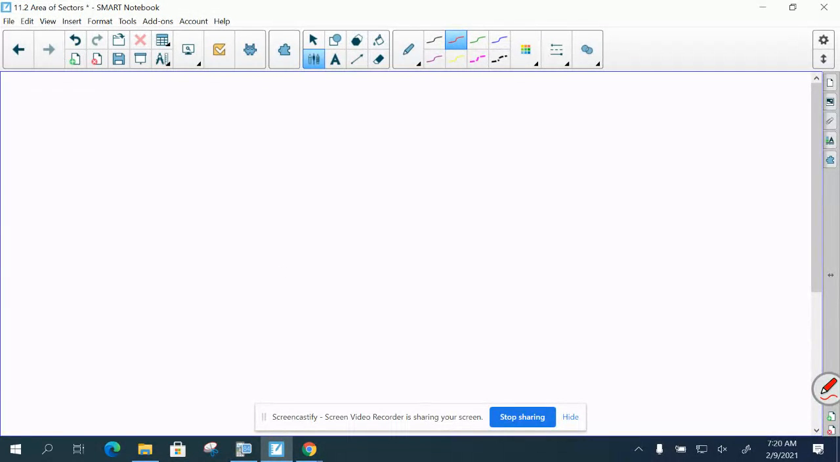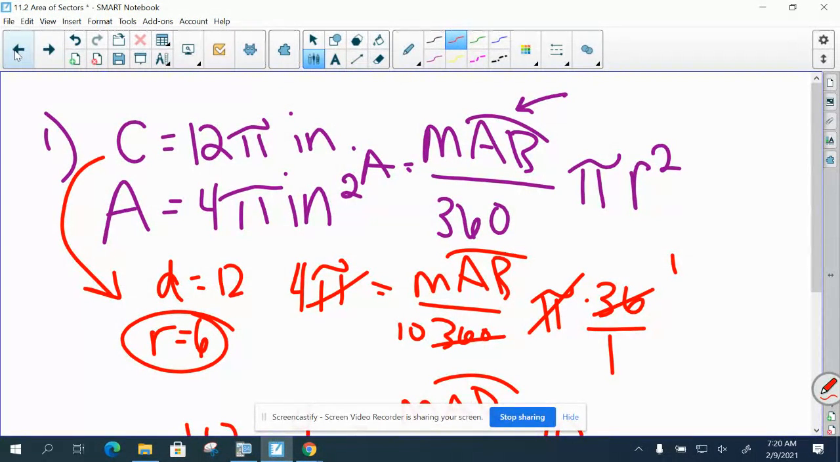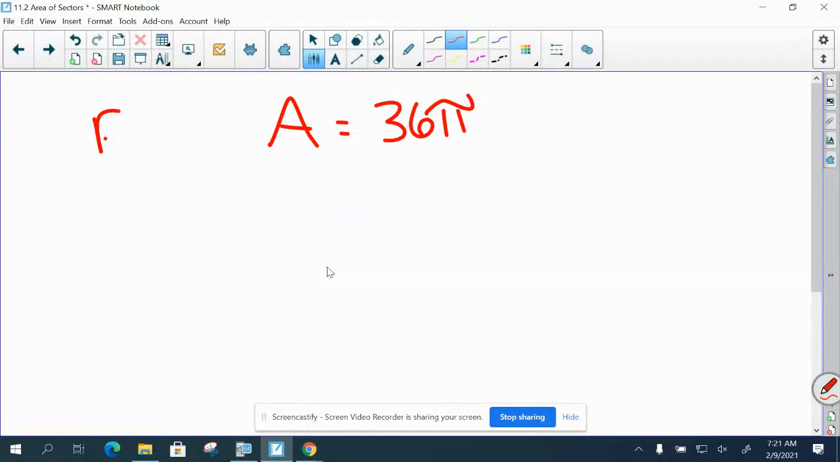So in number 5, it says find the exact radius of a circle. So find the radius if the area of the sector is 36 pi. Oh, and I'm sorry, I don't know if this was very clear, but the circumference of the whole circle back in number 4 was 12 pi. The area of the sector was 4 pi. Okay, so that's why it seems like the area is smaller than the circumference, because this is of the whole circle, and this is just of the sector. I'm sorry if I didn't make that very clear.